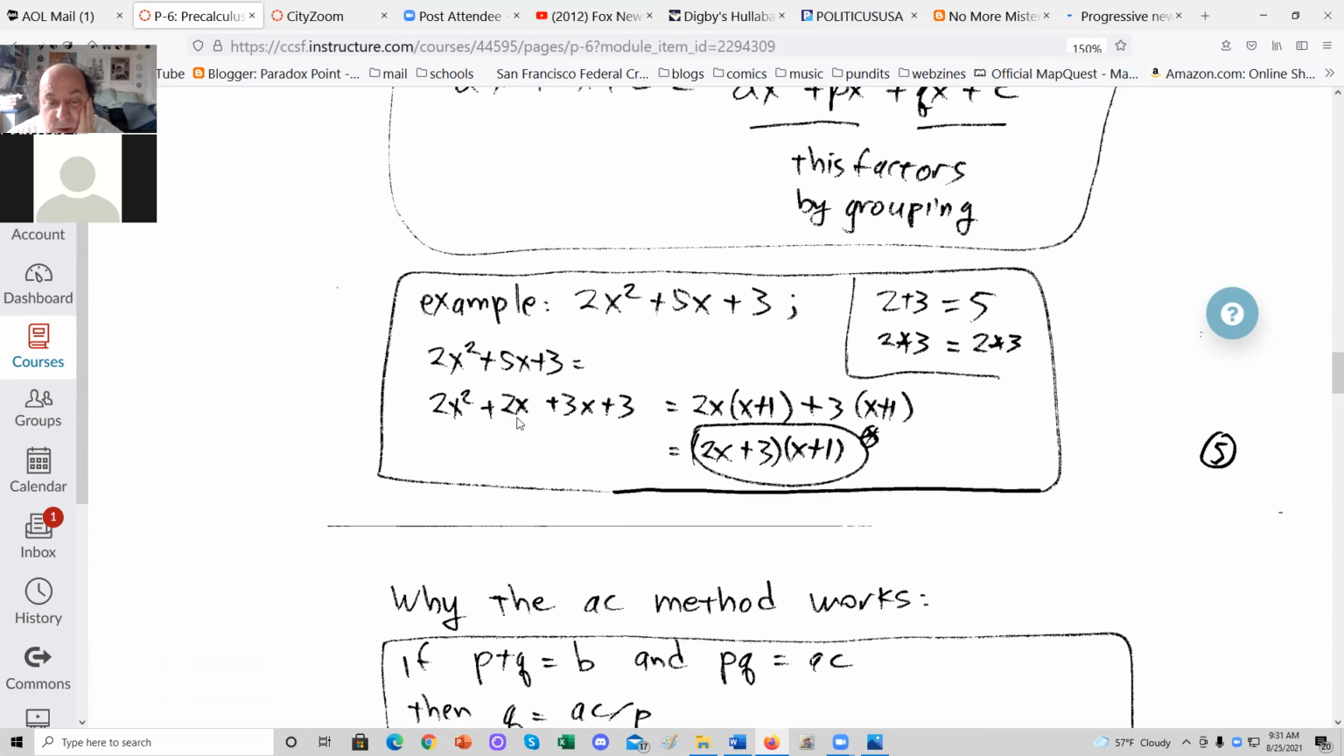You factor this a pair of terms at a time. 2x squared plus 2x has a common factor of 2x, times x plus 1. 3x plus 3 has a common factor of 3, also times x plus 1. Now these two terms have a common factor of x plus 1, which we pull out. And we're left with 2x plus 3 times x plus 1.